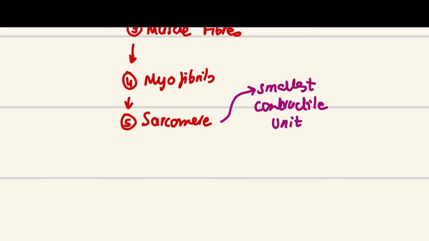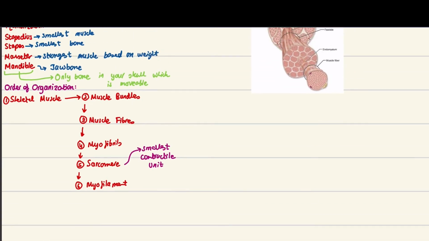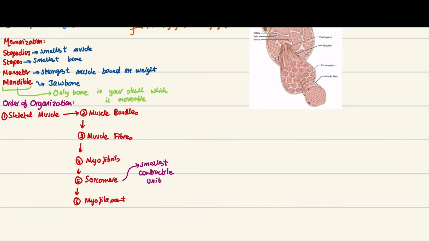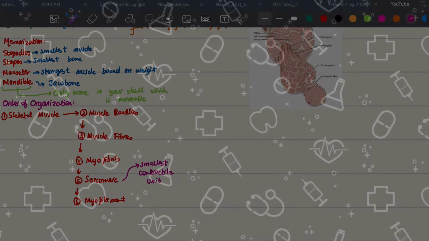Okay, and after that we have our myofilaments, inside which we have actin, myosin, all of these different things, which we don't really need to know. So guys, this is our entire organization. I've seen quite a lot of questions on this as well, so please keep this in your mind. Now let's move on.